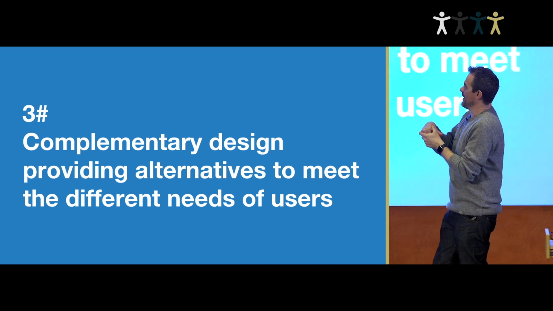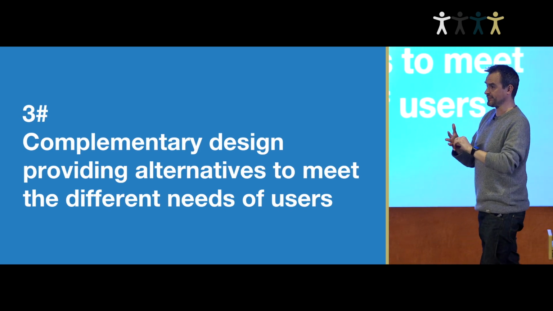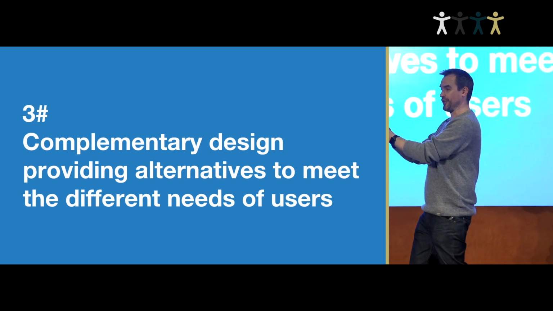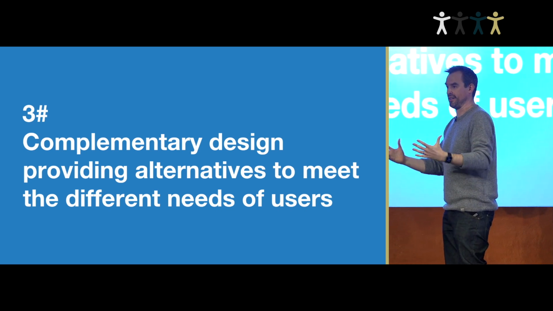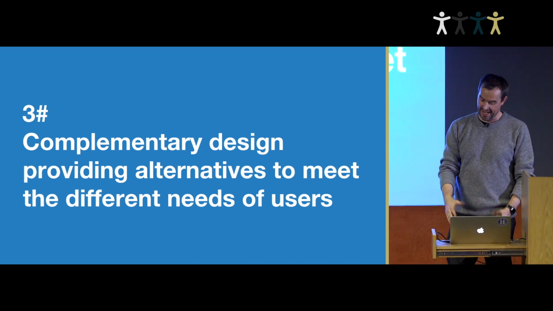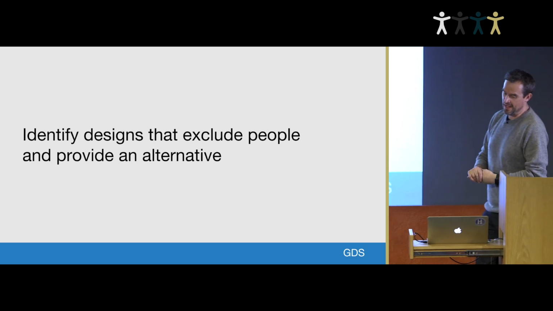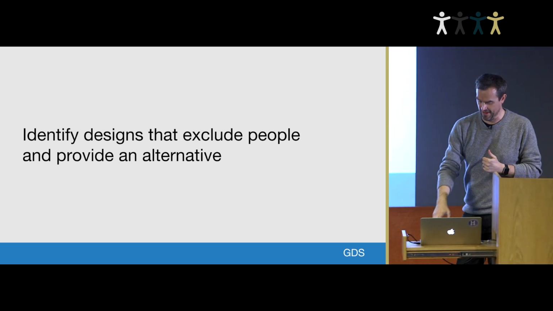So the next thing to think about is there will be some bits of your design or your functionality that absolutely will not work for some people. And so that you don't exclude them, you need to provide a complementary alternative that provides the same functionality, but that they can use it. So this is about identifying designs that exclude people and providing an alternative.